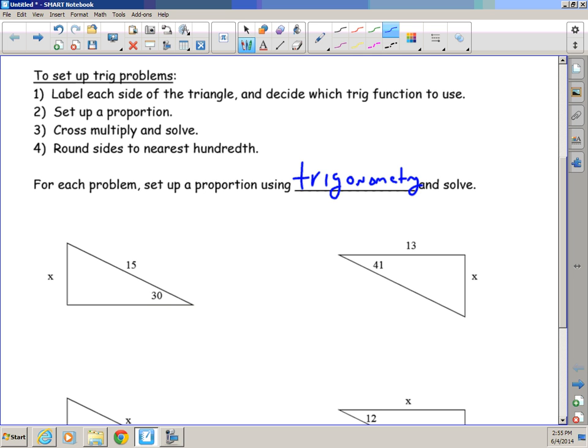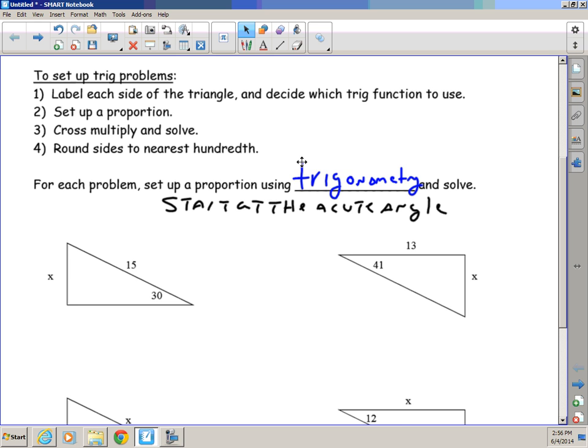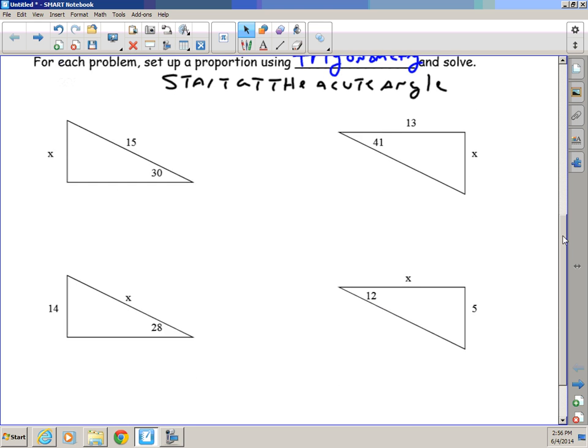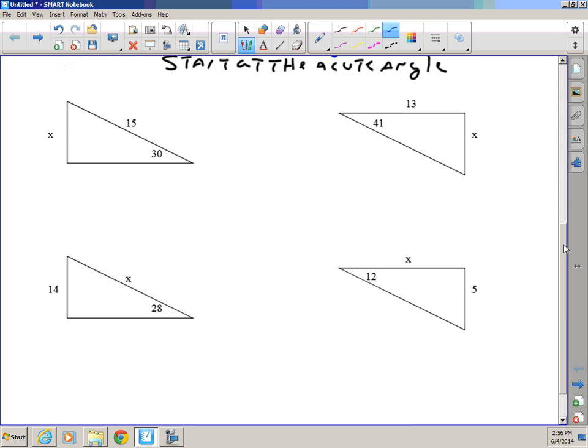Now, key point here is you're going to start at the acute angle. In this case, it's the acute angle given. In tomorrow's case, it'll be the acute angle we're looking for. So, we start at the angle marked 30 degrees. We see that the side marked x is opposite. The side marked 15 is hypotenuse.